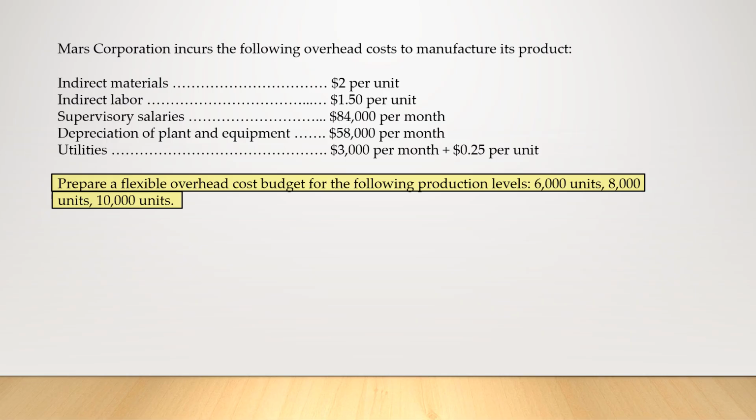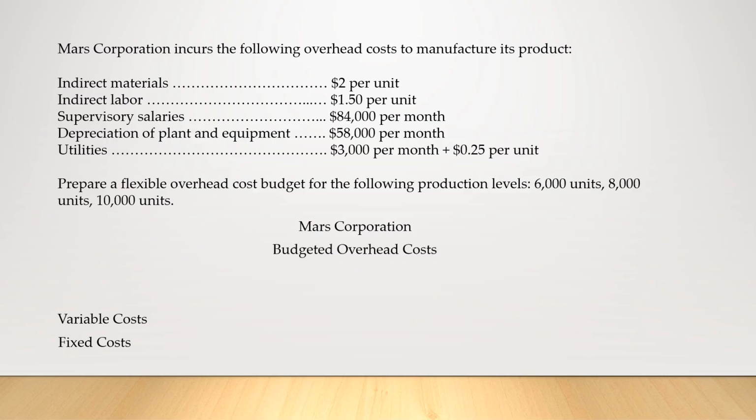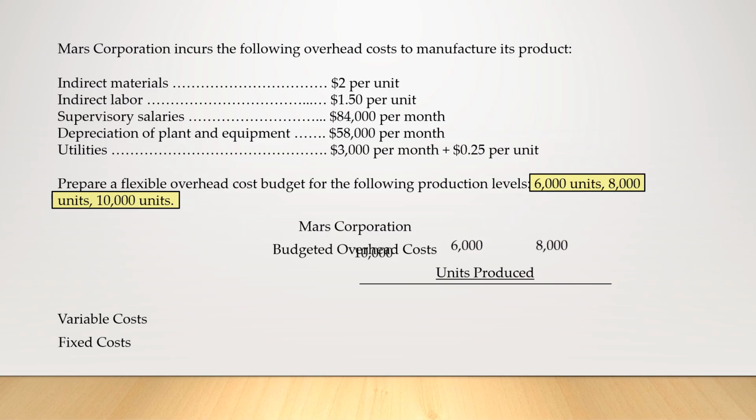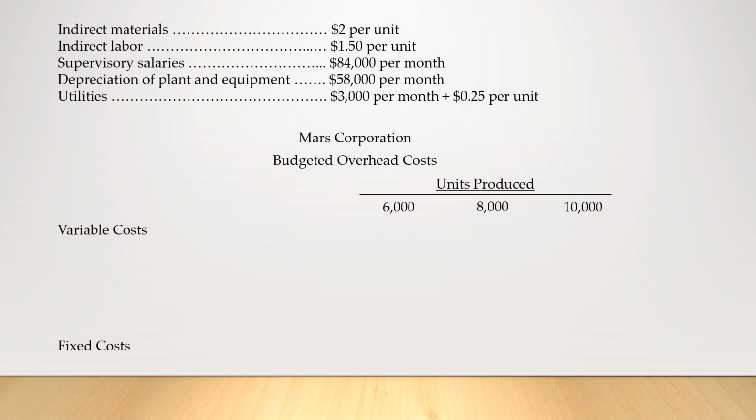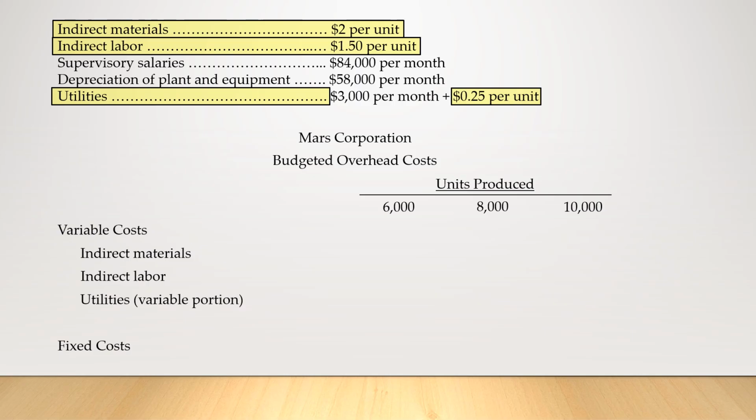The cost can be categorized into variable costs and fixed costs. Utilities carries both a variable and a fixed cost component. The flexible budget will convey the cost amounts for 3 specific levels of production. Starting with variable costs, we'll determine the aggregate amounts for indirect materials, indirect labor, and the variable portion of utilities.